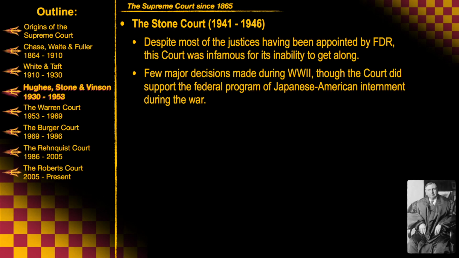And yet, despite 8 of the 9 justices having been appointed by the same president, the Stone Court, which came here during the years of World War II, was infamous for its inability to get along. And as a result of their quarreling, as a result of the country being largely preoccupied by fighting in World War II, there aren't many major decisions made during this court. Perhaps the most influential one is that the court didn't really oppose the internment of Japanese Americans during the war. That when this was challenged, they ruled in favor of those federal programs of internment.